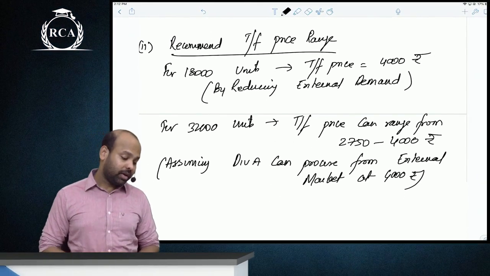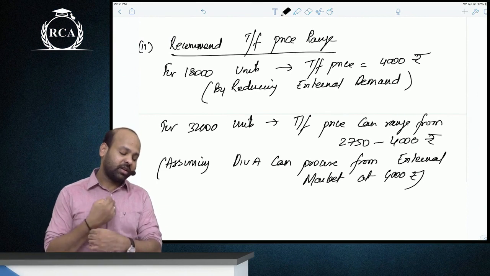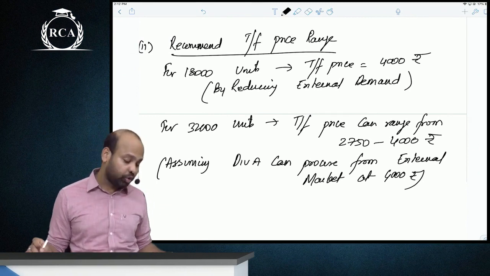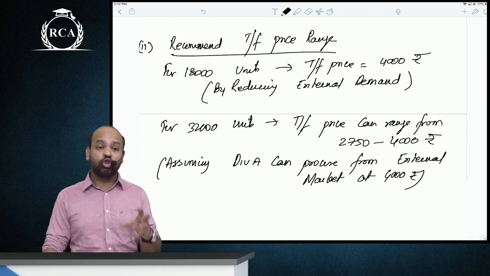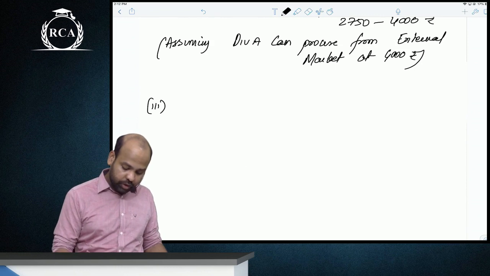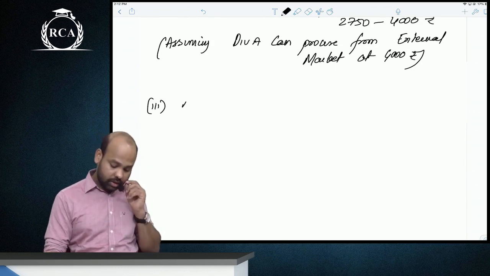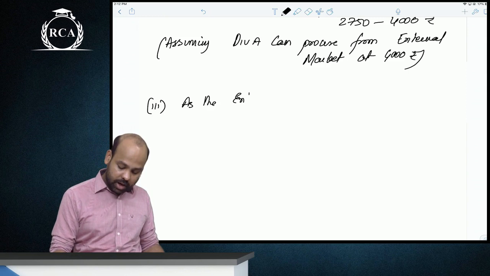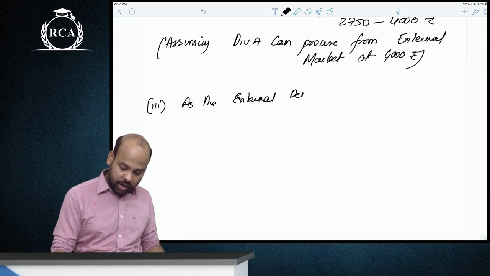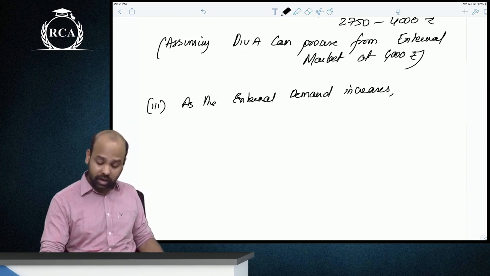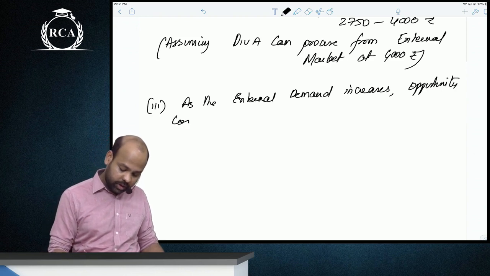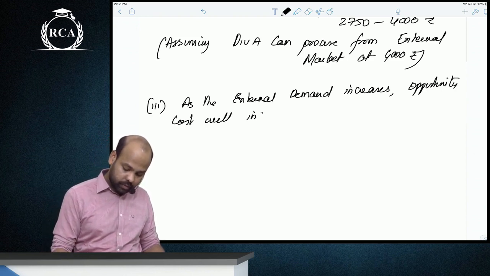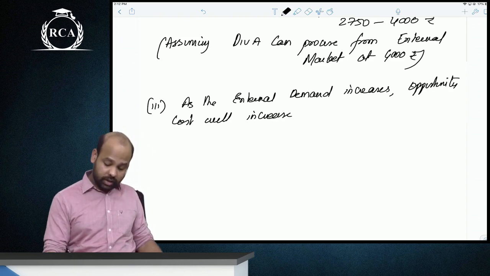It says: discuss the effect of changes in external demand on the transfer price for the company, assuming the current policy continues. The current policy is pricing your transfer prices based on opportunity cost. Please understand. As the external demand increases, the opportunity cost will increase.